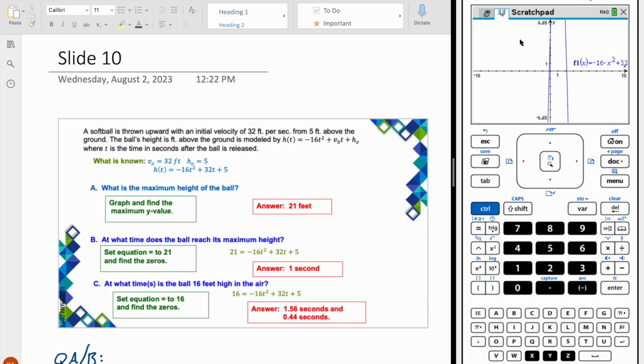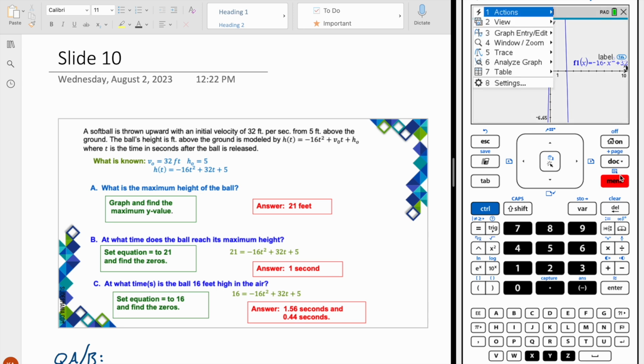Now, there is an easy way of finding your maximum. When we go ahead and find the maximum, we're going to hit menu. Notice menu is down here on the right hand side. And we're going to go down to Analyze Graph, number 6.